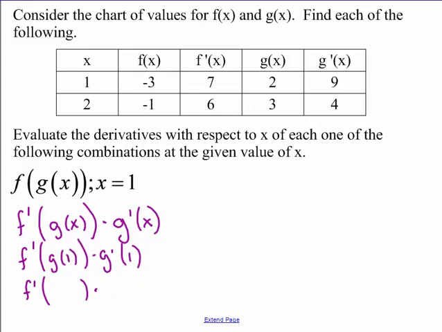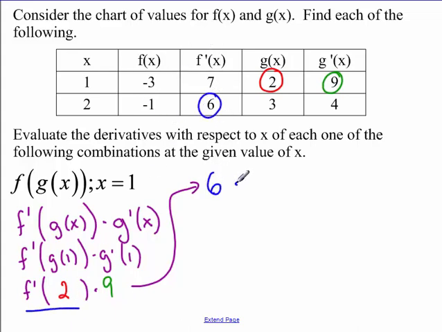Okay, g of 1. I go to g of 1. G of 1 is 2. G prime of 1 is 9. So now what I have to do is find f prime of 2. F prime of 2 is 6, so I have 6 times 9, which ends up equaling 54.